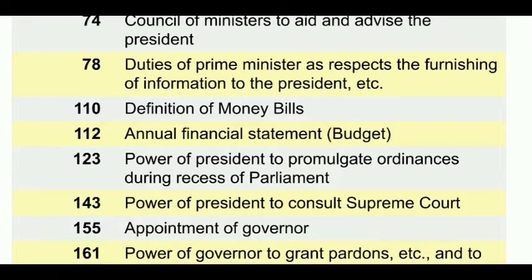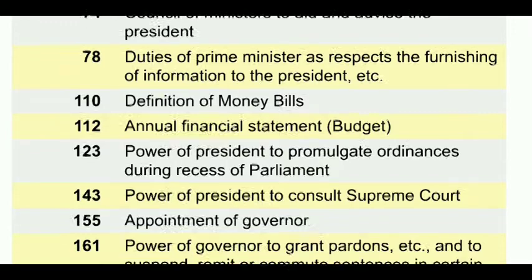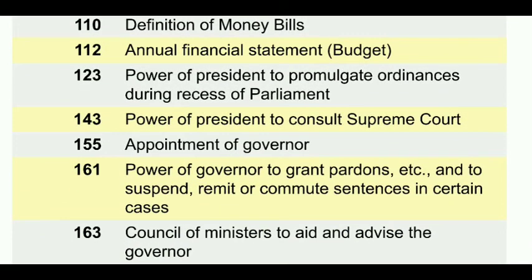Article 110, definition of money bills. Article 112, annual financial statement, budget. Article 123, power of President to promulgate ordinances during recess of Parliament. Article 143, power of President to consult Supreme Court. Article 155, appointment of Governor. Article 161, power of Governor to grant pardons, etc., and to suspend, remit, or commute sentences in certain cases.